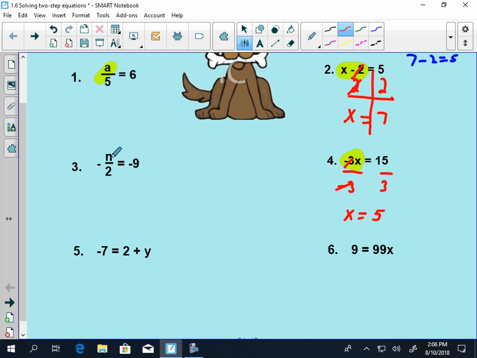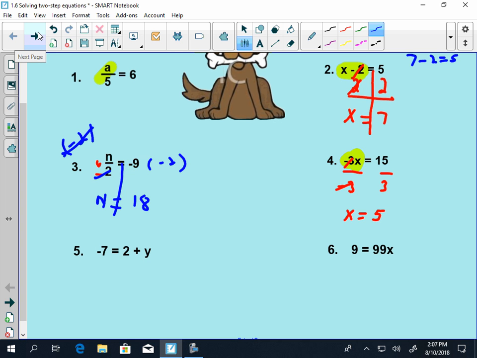This is division. The big question I get is, where does the negative sign go? It doesn't matter, but the easiest thing is for you to put it with the number. How do you undo division? So I'm going to multiply both sides by -2. This -2 and this -2 cancel each other out, equaling 1, leaving me n equals +18. Okay?